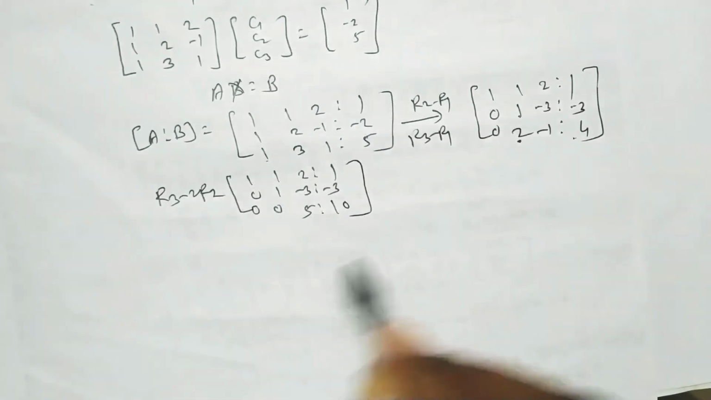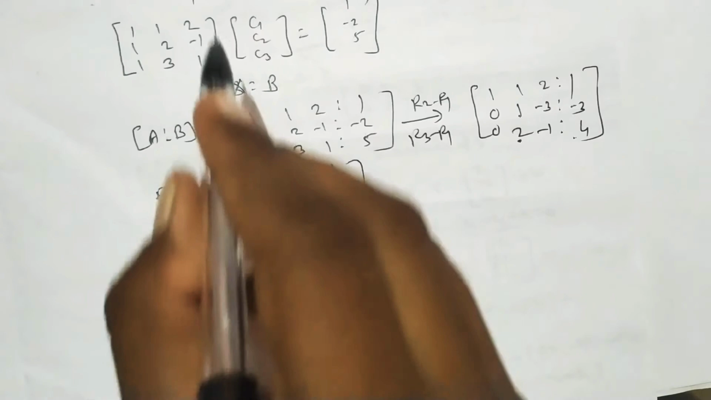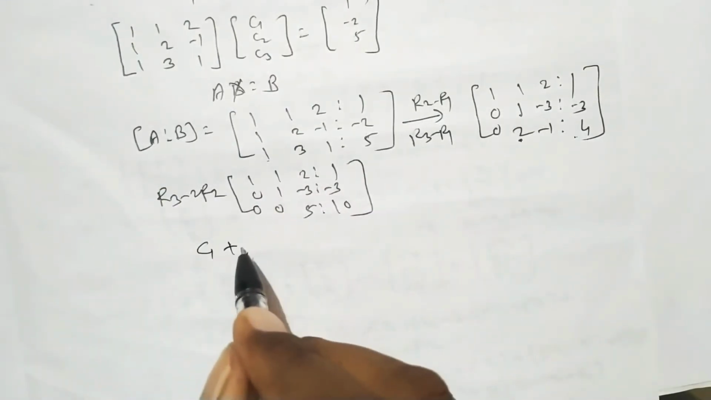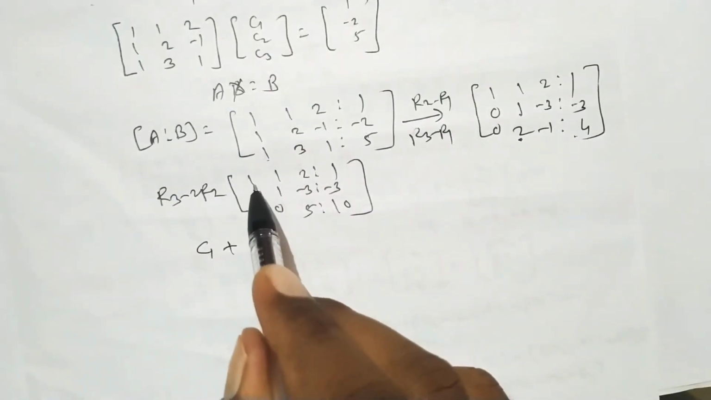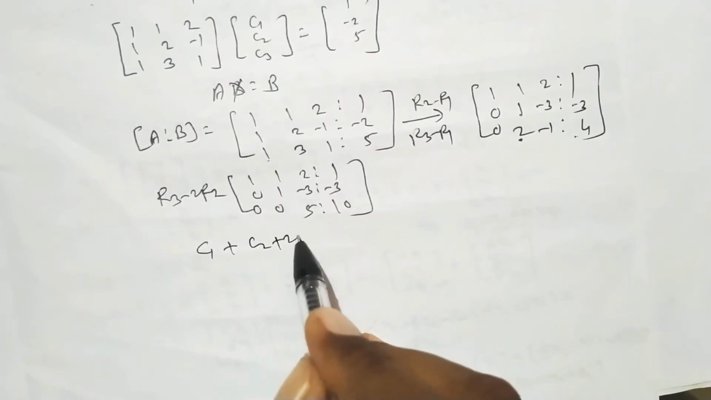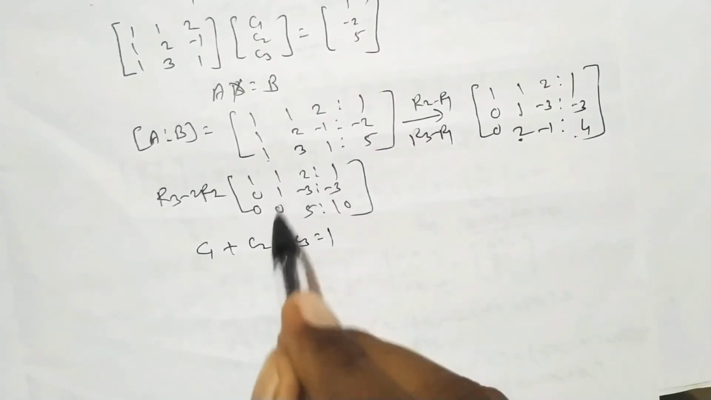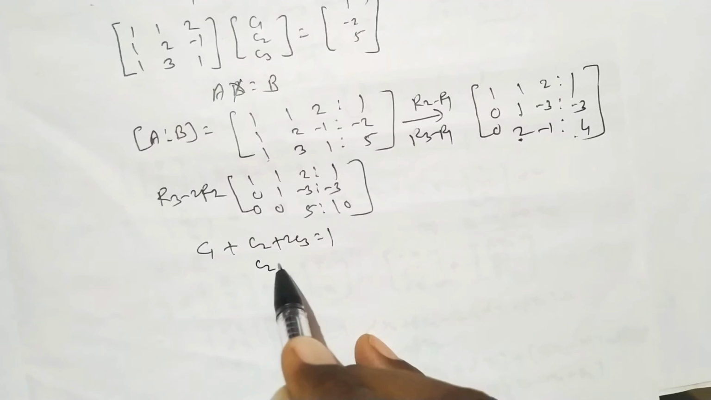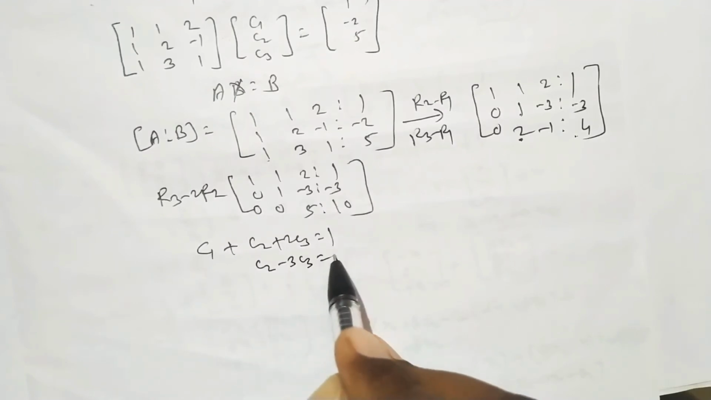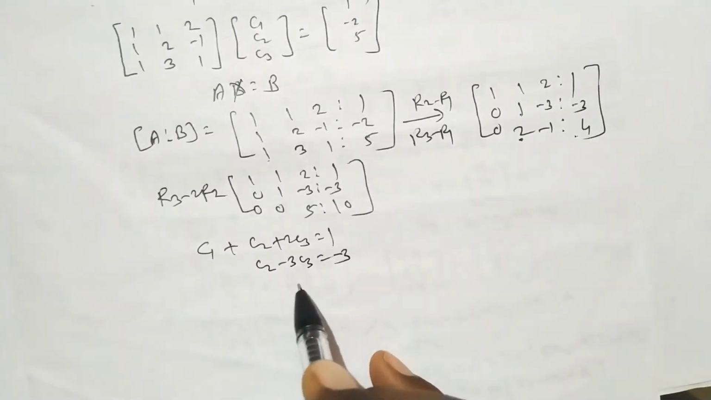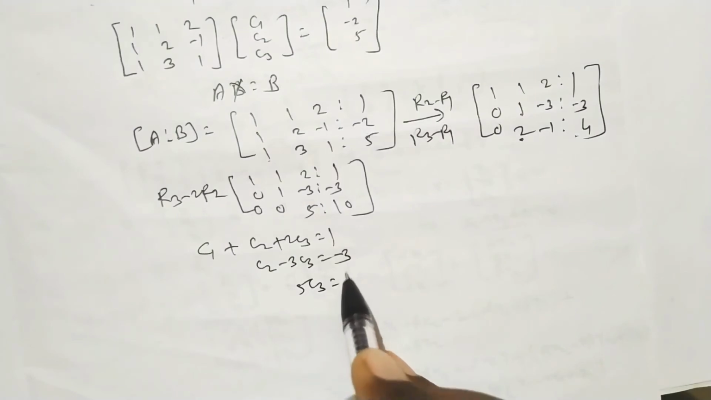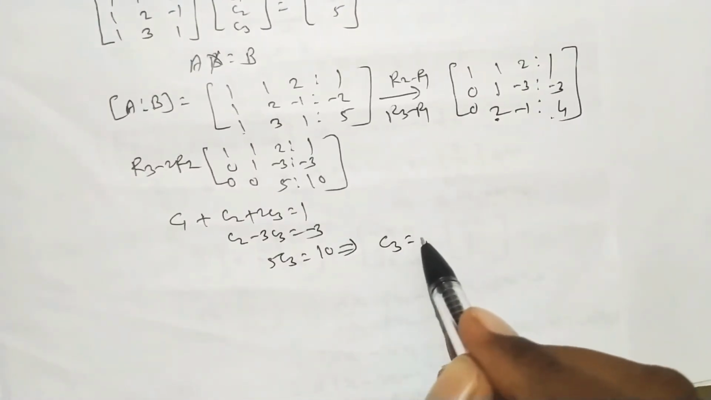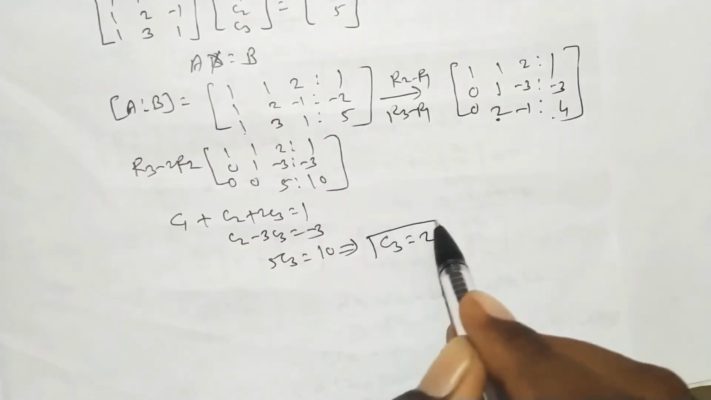Okay, now using this, again write down the system of linear equations in terms of C1, C2, C3. So from the first row we can write C1 plus C2 plus 2C3 equal to 1. From the second row we can write C2 minus 3C3 equal to minus 3, and from the third row we can write 5C3 is equal to 10. So by back substitution from this we will get C3 is equal to 2.